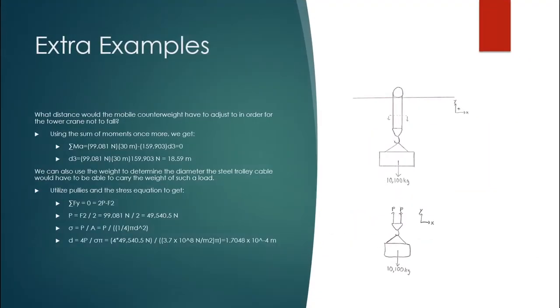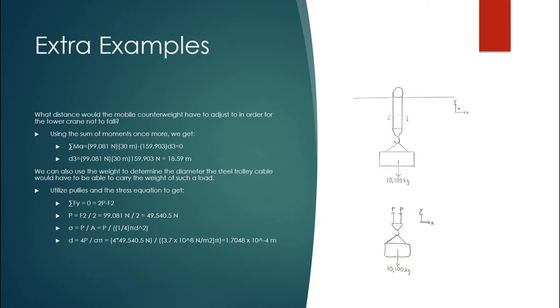But since the counterweight is actually a mobile adjustable unit for tower cranes, it can be moved closer to the tower itself or farther away, which means I would like to find the distance that the operator has to move it to cause the moment to be zero and for the tower to stay upright. So if we take the summation of moments again, but make the distance of the counterweight unknown, and remove the moment about A, we find that the distance should be about 18.59 meters.